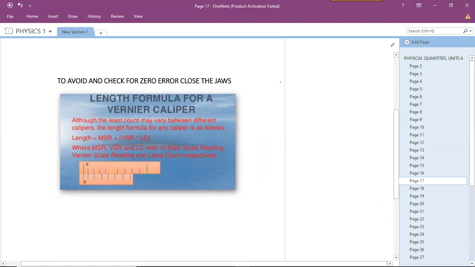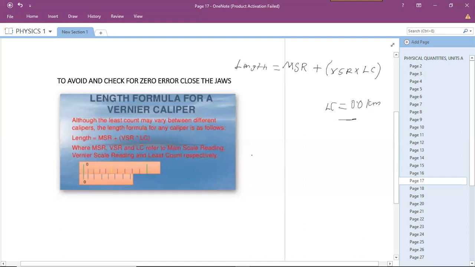So this is the formula for your Vernier caliper, formula number 1. The length that you're supposed to read on a Vernier caliper is what is on your big ruler, your main scale reading. That's what's on the big ruler. Then you add it with open brackets, you go on your Vernier scale. So this will be your Vernier scale reading multiplied by the least count of the Vernier caliper. The least count of the Vernier caliper is 0.01 centimeters. So whatever reading that you're going to get on your Vernier scale, you're going to multiply it by the least count, which is 0.01. So always remember this formula.